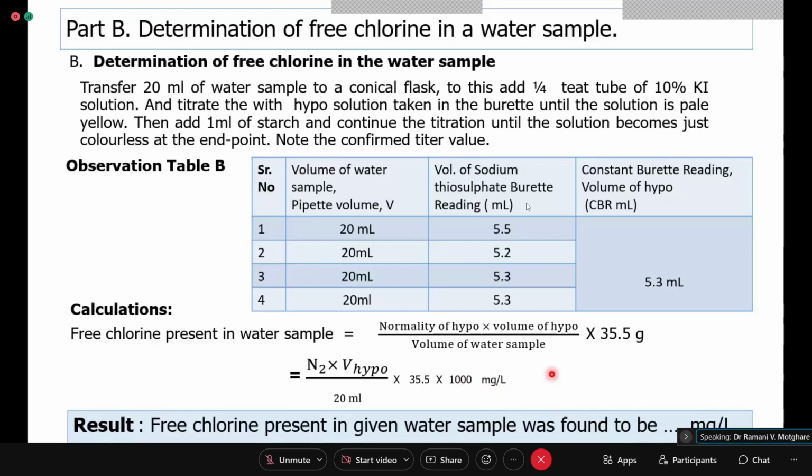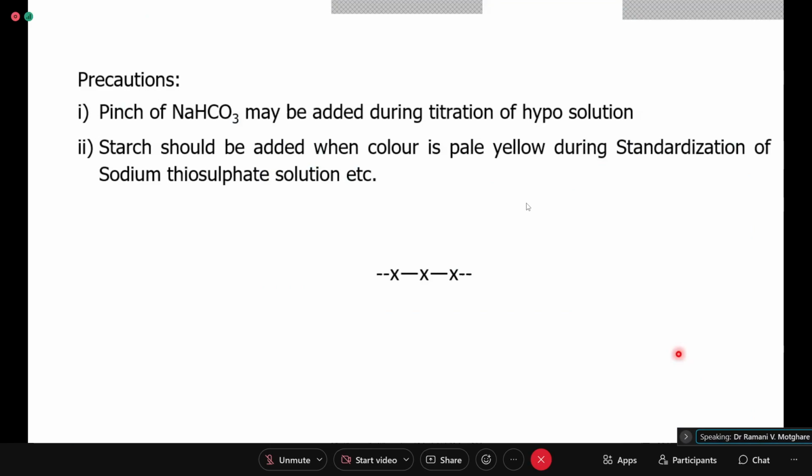So the result is: free chlorine present in given water sample was found to be dash milligrams per liter. So the calculation part is very simple. Then precaution: a pinch of sodium bicarbonate may be added during the titration of hypo solution. This pinch of bicarbonate is necessary when you are titrating with potassium dichromate and hypo solution, because dichromate is there, then H2SO4 is there and KI is there.